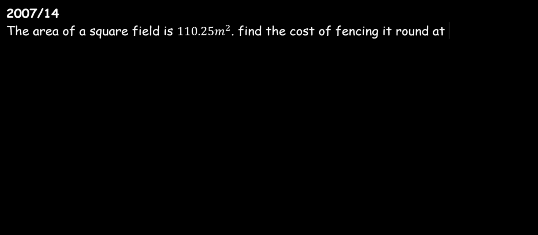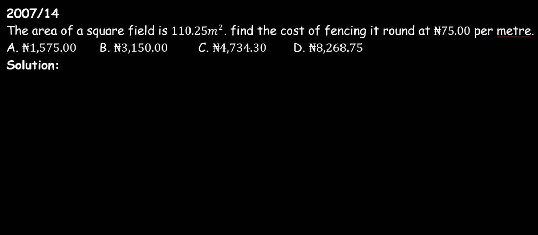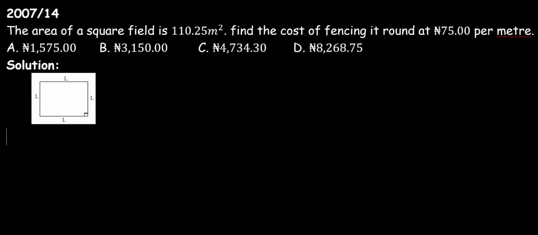Another example, 2007. The area of a square field is 110.25 meters squared. Find the cost of fencing it around at 75 naira per meter. The options are given. Solution. First, we sketch the diagram as shown below. Perimeter of a shape is equal to the distance around it.